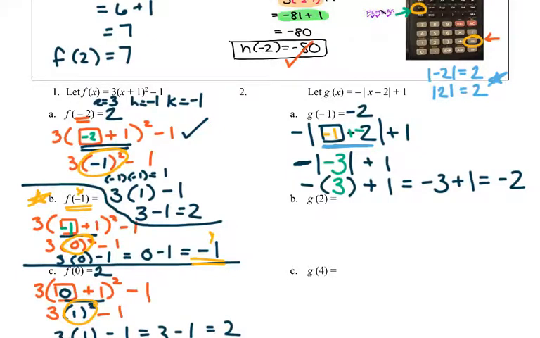Okay, so now try B and C on your own, and when you're finished, I'll show you the solutions pretty quickly. When you feel like you're ready to check the answers to B and C, press play.